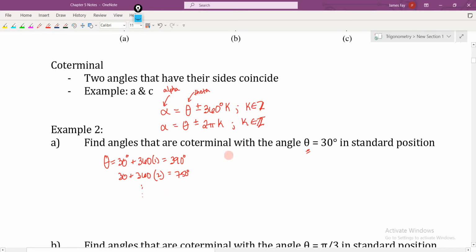Well, those are positive coterminal angles. Maybe I want negative coterminal angles. So if I want negative coterminal angles, we can do it a couple different ways. We can keep the K's as positive numbers 1 and 2, or we can just say we'll go 360. Do 30 first. 30 plus 360 times K, but let's let K be negative 1. So if K is negative 1, it's going to be 30 minus 360, essentially, if I evaluate that. And that's going to give me then 30 minus 360 is negative 330. So negative 330 degrees is a coterminal angle with 30 degrees.